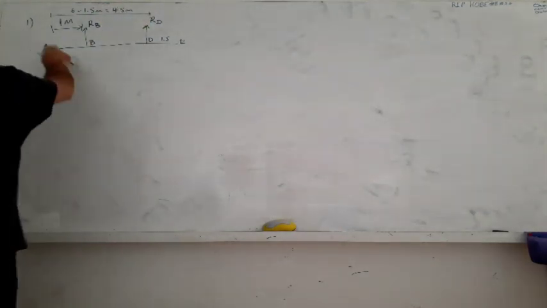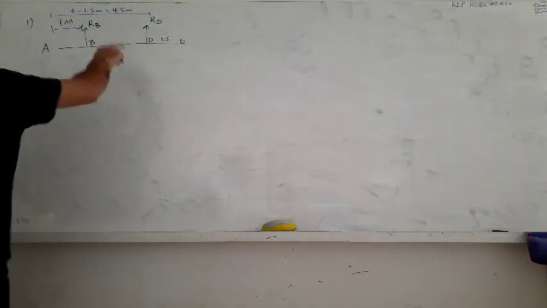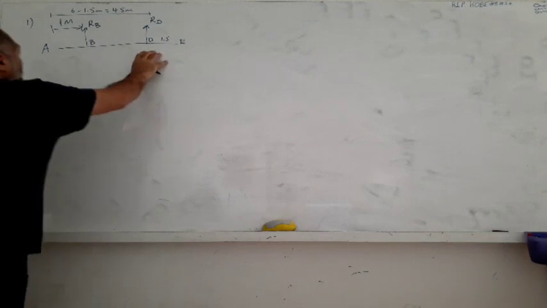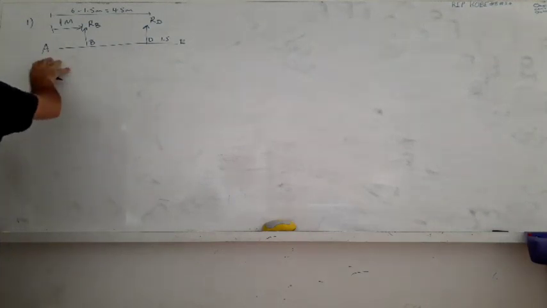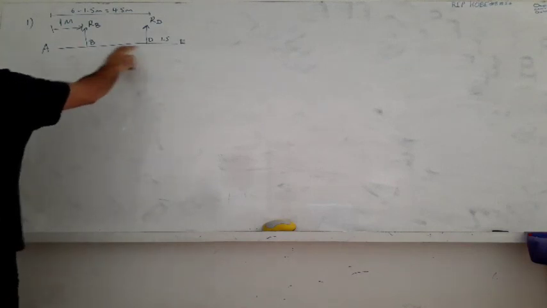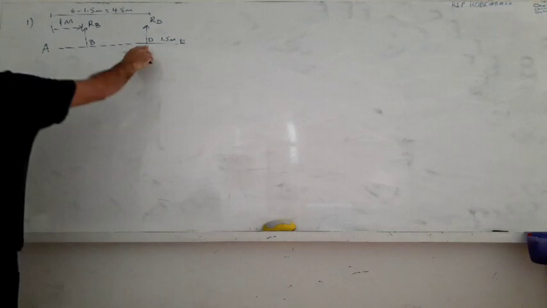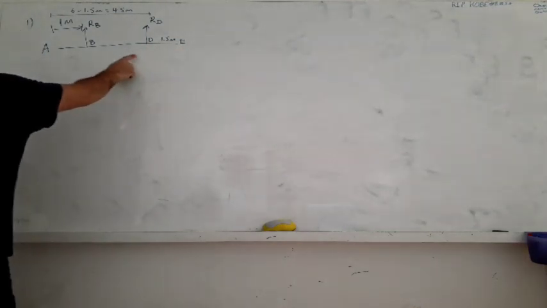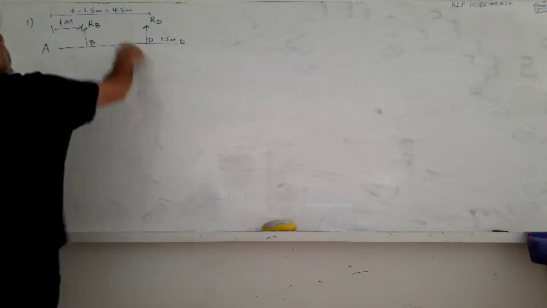I need all the distances of every point on the plank with respect to A. Why? Because I am going to take moment about A. So if the distance from D to E is 1.5 meters, the distance from A to D is 4.5 meters, because the total distance is 6 meters.